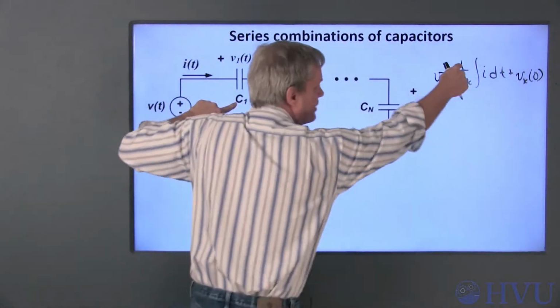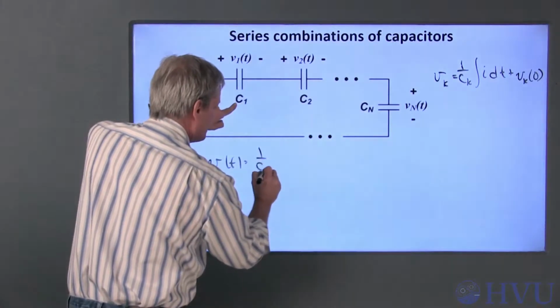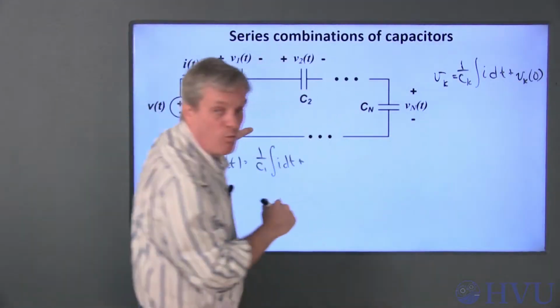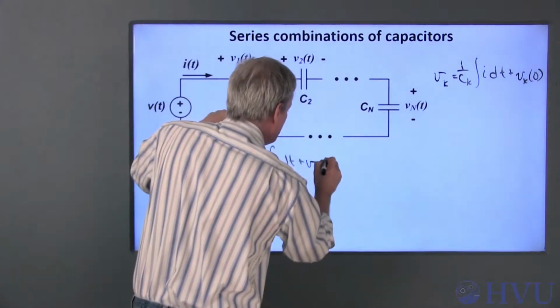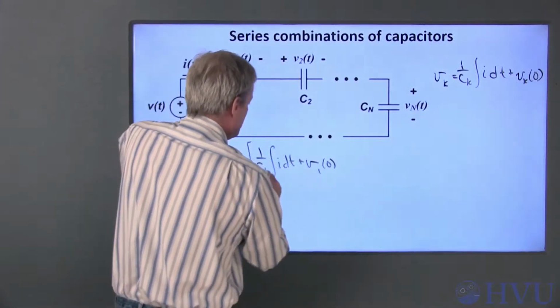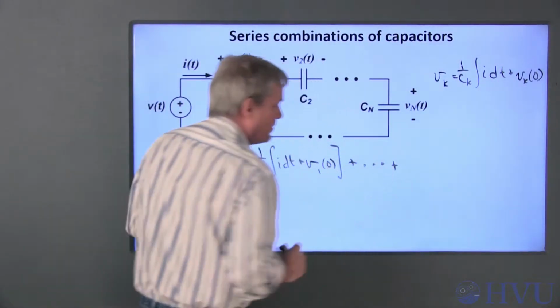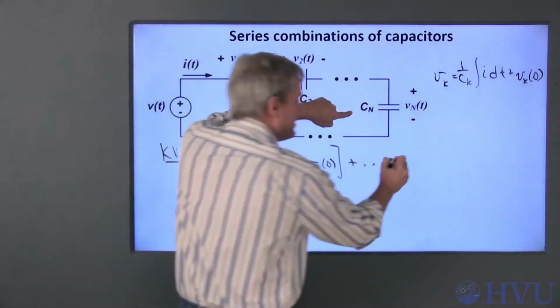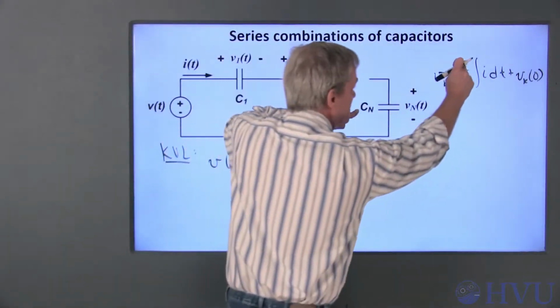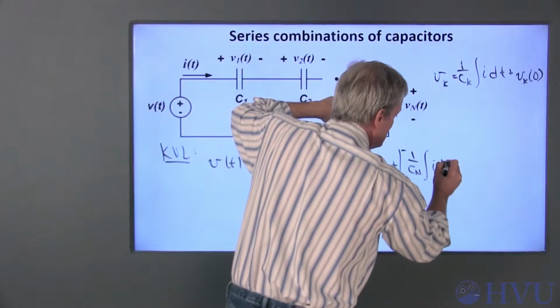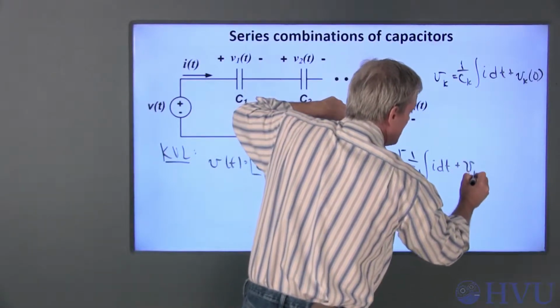Now if I do KVL around this loop, that says that this voltage, V of t, is equal to 1 over C1 times the integral of I dt plus V1 at 0. So that's the voltage across capacitor 1 plus a very similar term for a bunch of other capacitors up to C sub n. Its voltage is going to be 1 over C sub n times the integral of I dt plus V sub n at 0.